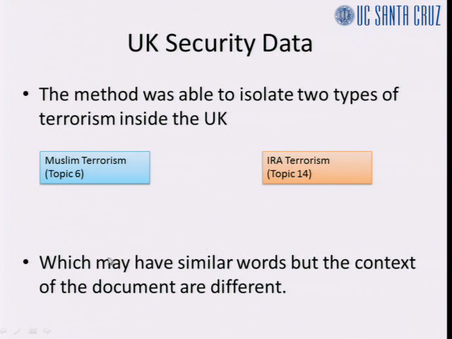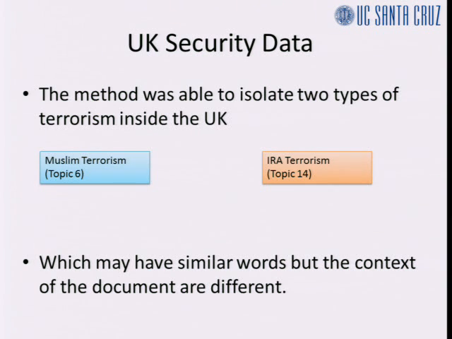Both of these have a lot of similar words, but the content of the document is different. They were typing in London bomber, and they were very gratified when we showed them, look, are you talking about Irish terrorists or Muslim terrorists? They were very happy about it. So that's the type of difference you can actually have.